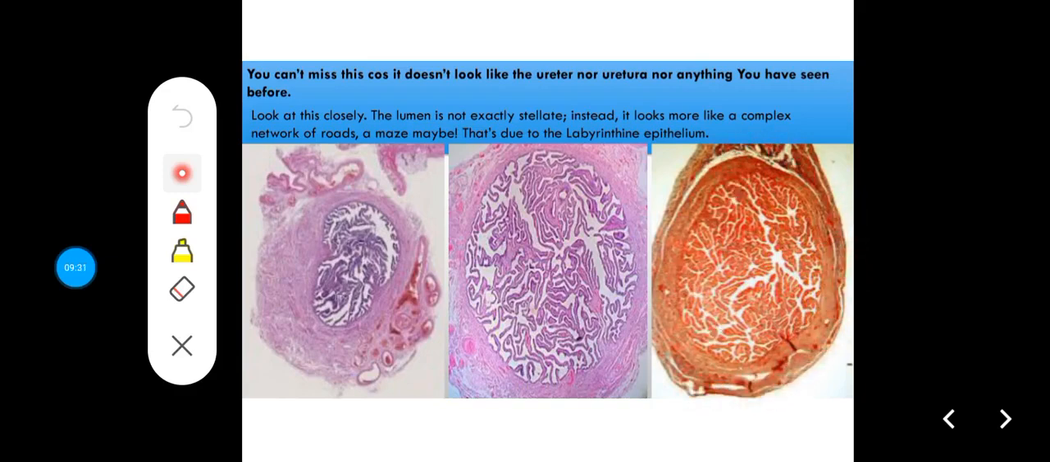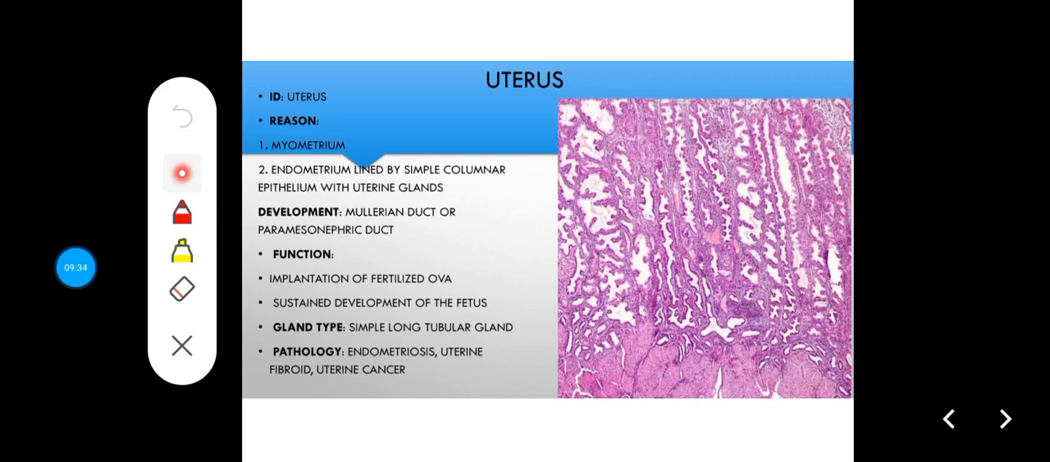Now the next part of the female reproductive tract that we are going to look at is the uterus. The reasons for identifying the uterus include the myometrium, which is the muscle layer, and it is thick, and also the endometrium, which is lined by simple columnar epithelium with uterine glands. The development of the uterus is from the Mullerian duct. The function of the uterus is implantation of fertilized ova, and it sustains the development of the fetus.